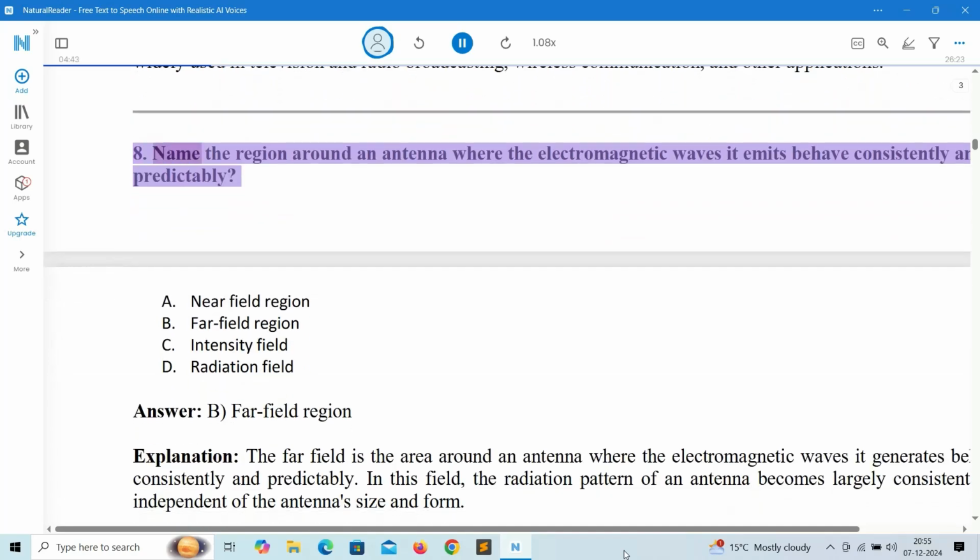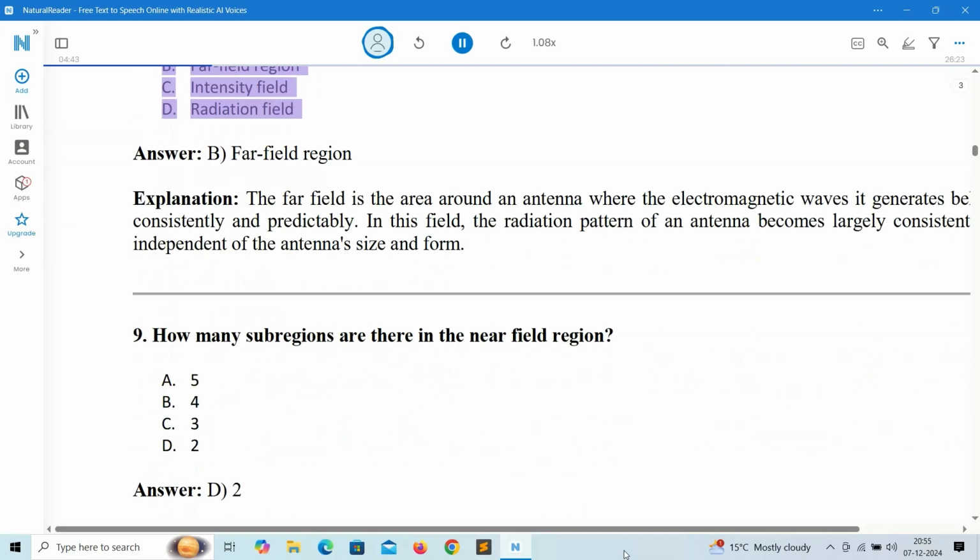8. Name the region around an antenna where the electromagnetic waves it emits behave consistently and predictably. A. Near field region. B. Far field region. C. Intensity field. D. Radiation field. Answer: B. Far field region.